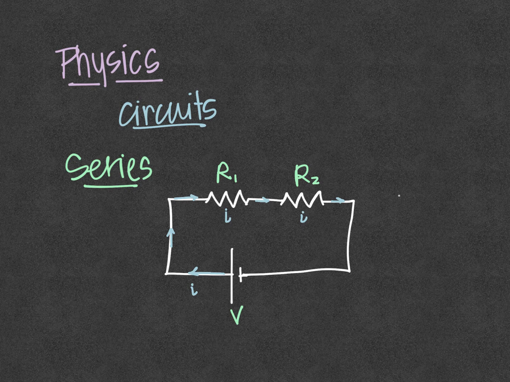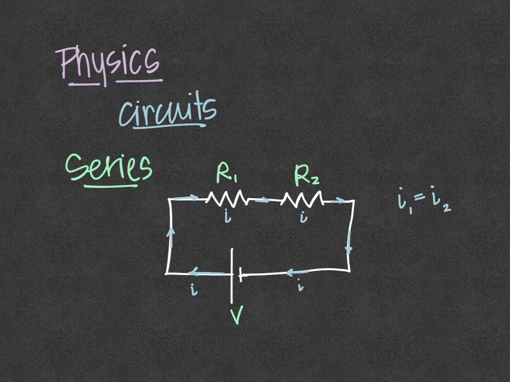So the current in series is the same for all of the elements. So the current in resistor 1 is equal to the current in resistor 2. And then the current returns back to the battery, and that would also be the current through the battery, I. So the current through the battery, resistor 1 and resistor 2 are all the same.